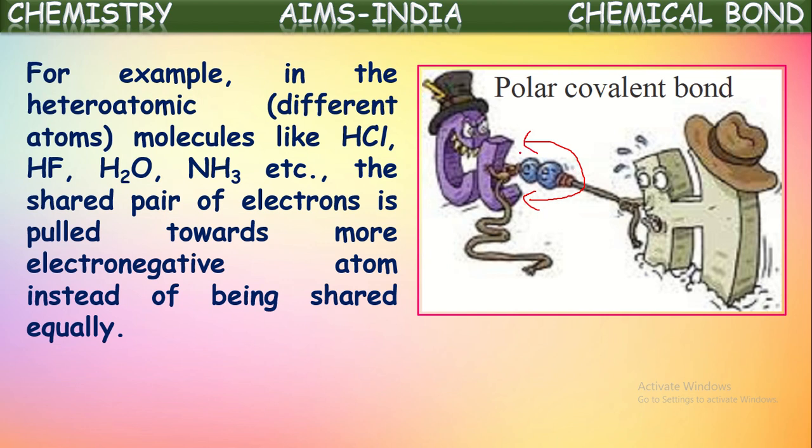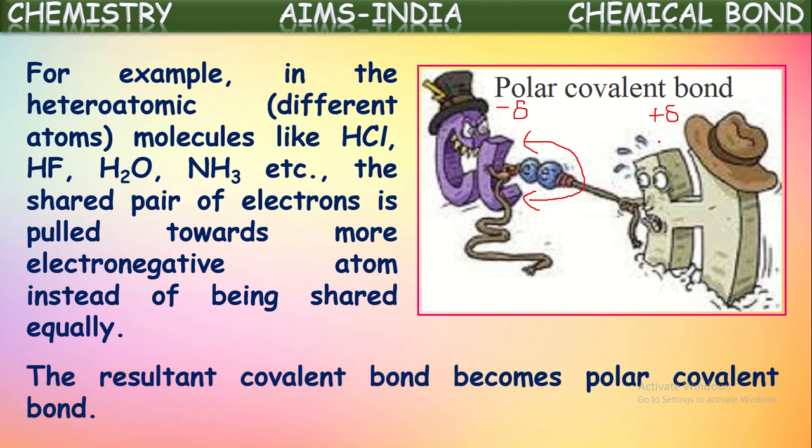It is mostly towards chlorine. Because of that, chlorine gets a slight negative charge. At the same time, hydrogen gets a slightly positive charge. In this way, slight polarity is created in this molecule. Thus, the molecule formed is called a polar covalent molecule, and that compound is called a polar covalent compound. The resultant covalent bond becomes a polar covalent bond.